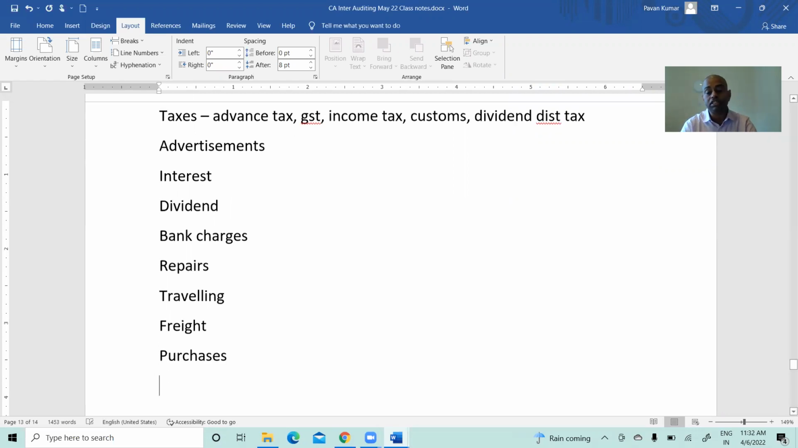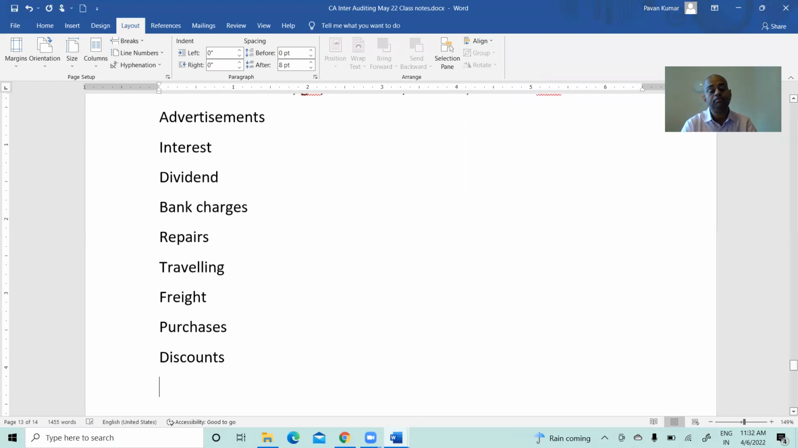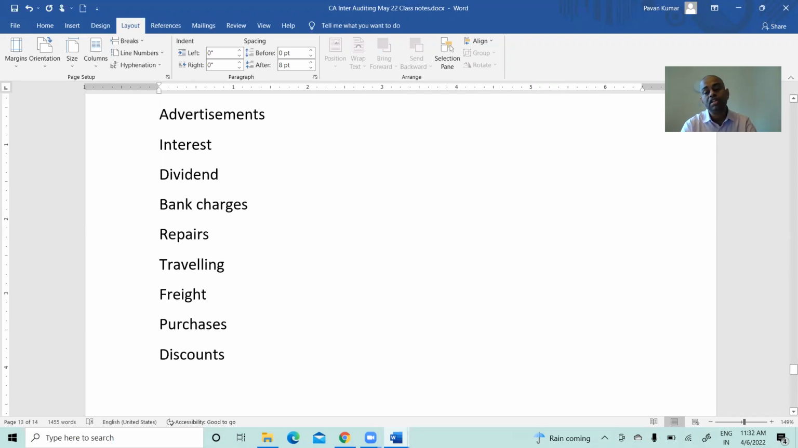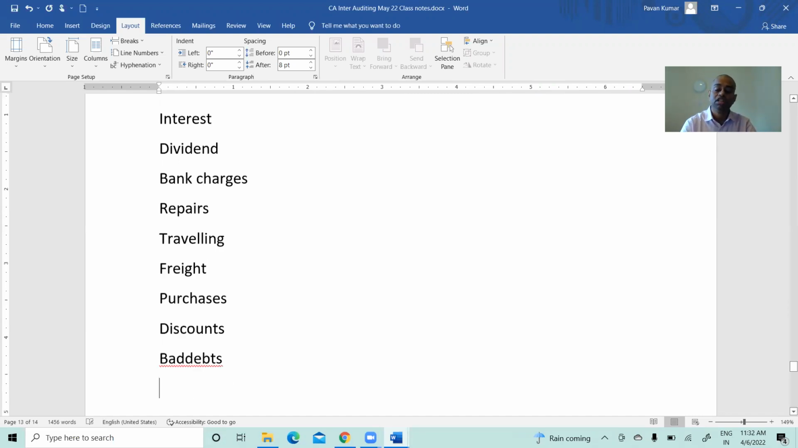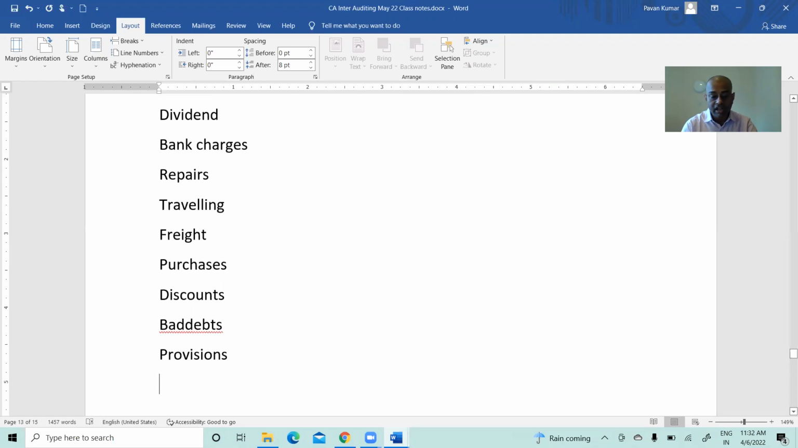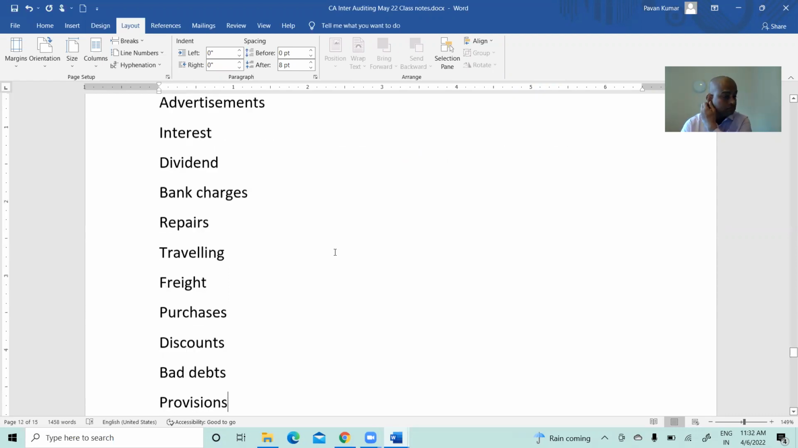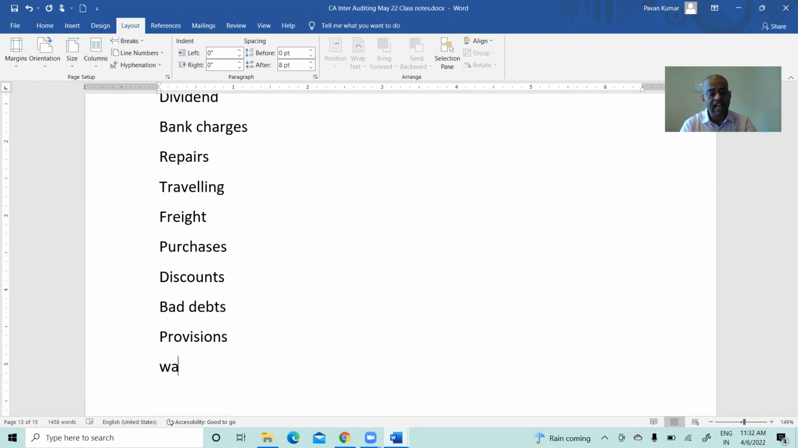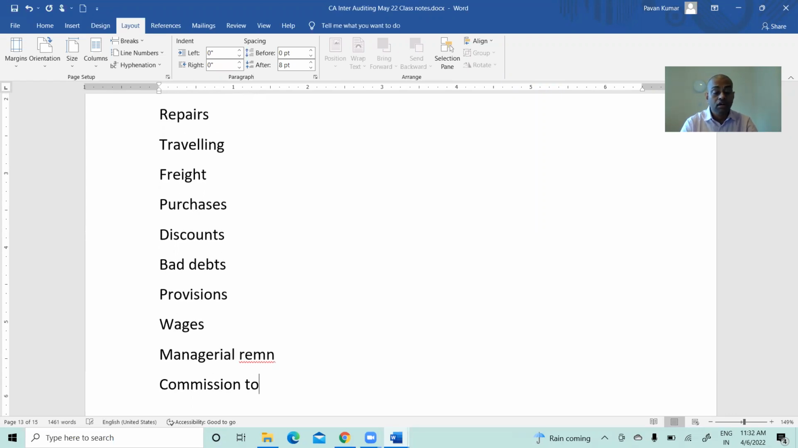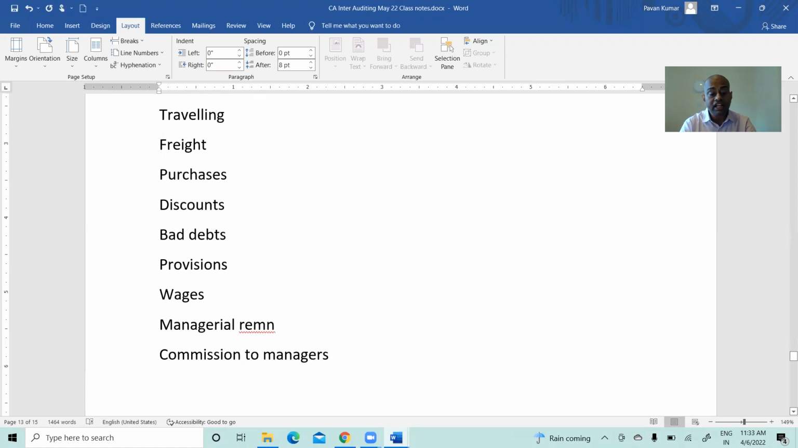purchases, raw materials purchased, discounts allowed, bad debts written off, provisions. Electricity I have already written, dude. Ashif is saying electricity I have already written here. Electricity is covered here. Then payment of salaries, wages, managerial remuneration, commission to managers, performance linked incentives, so many types of provisions.